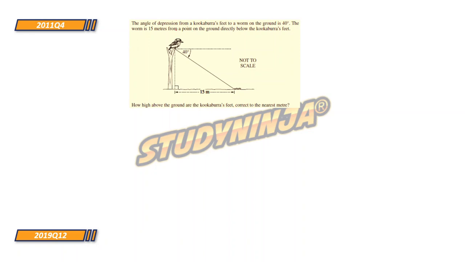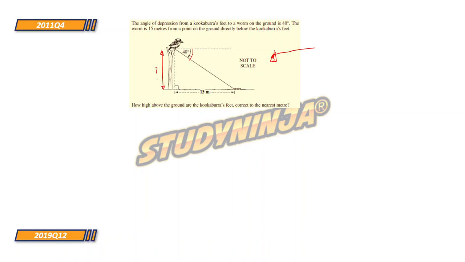Again, you've been given a scenario here, and the scenario has already been mapped in a diagram, which was not the case in 2019 question 12. You're told that there's a kookaburra at an angle of depression of 40 degrees, and there is a worm 15 meters from the kookaburra's feet. So pretty much everything is mapped in front of you, and all you need to work out is how high it is above the ground. So you need to work out this value.